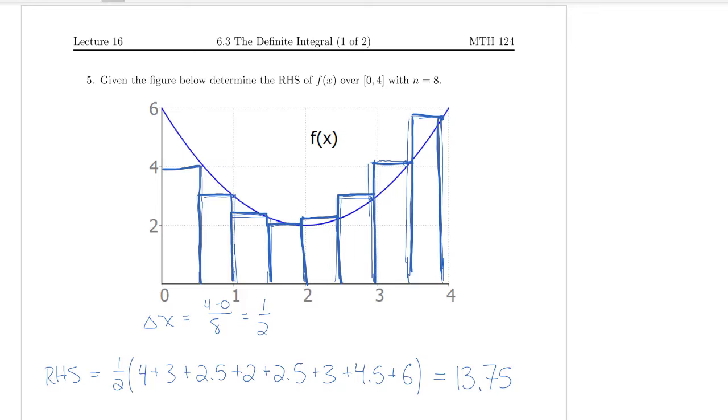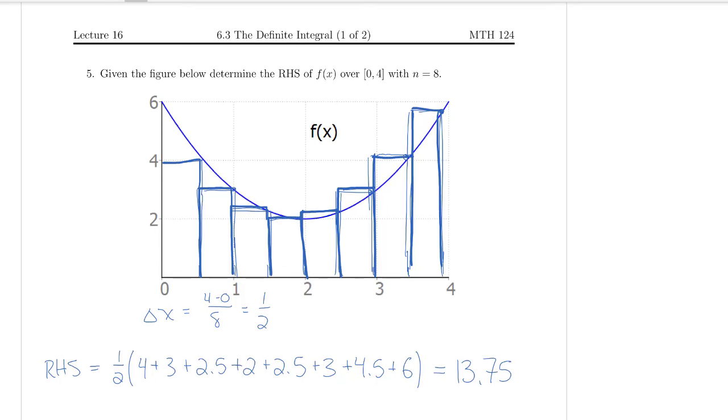Just real quick, the first thing was to calculate the width of each rectangle. So you can see here delta x, our width, is 0 to 4. So on the numerator we have that distance, 4 minus 0. And then we wanted to break this into 8 rectangles because in this case n is equal to 8. So we took that length of 4, divided it into 8 equal pieces, which gave us a width of 1/2 for each piece. And then we wanted a right-hand sum.